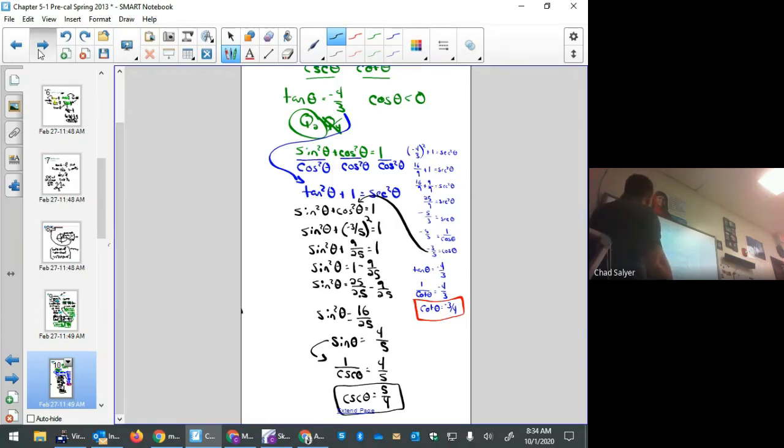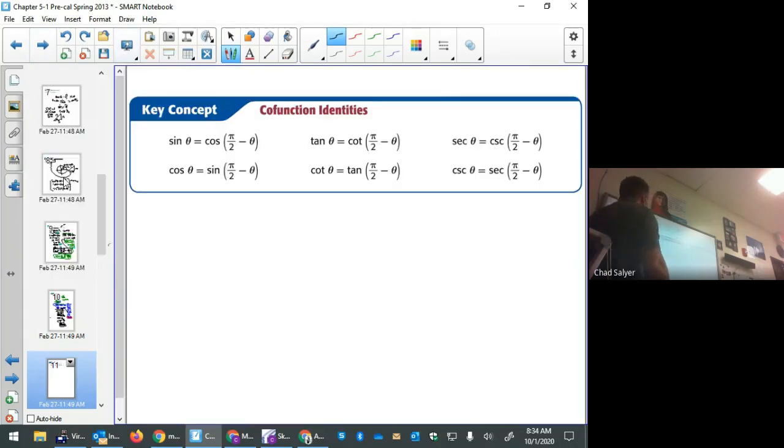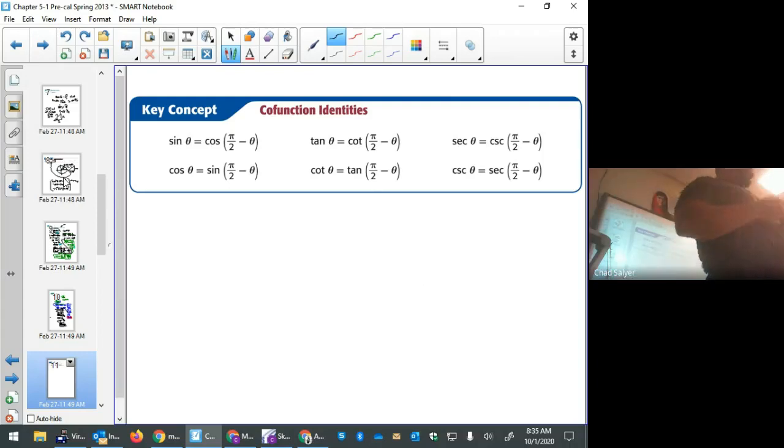At least I do. Okay, so cofunction identities. You remember I told you guys that these relate to the graphical relationship between sine and cosine. You will have these on a document, so there's no need to write them down. They're also in your text in the first section of chapter 5. But it is important to understand where they come from.